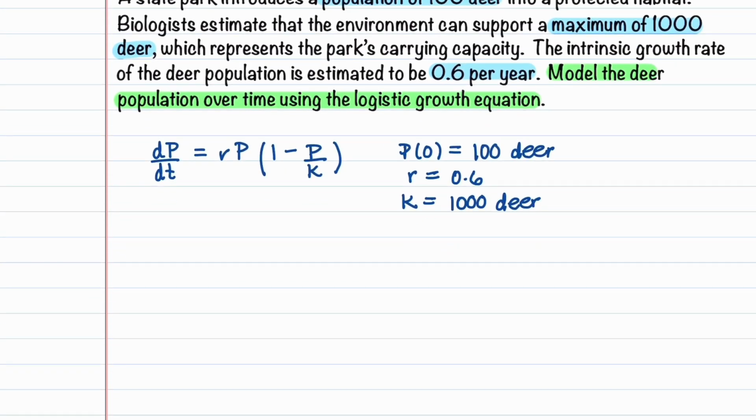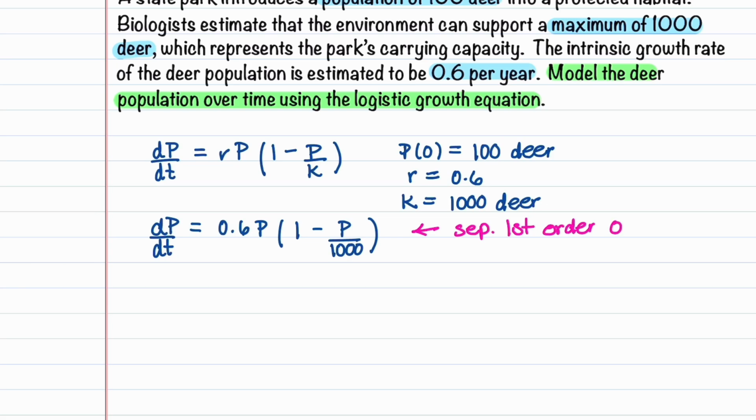Let's go ahead and put all of this into our model. We have dp/dt is equal to r, which is now 0.6, times p, times 1 minus p over k, which is 1,000. This equation is a separable first-order ODE. We're going to use separation of variables to solve this equation. So let's start by putting the p's on the left and the t's on the right.